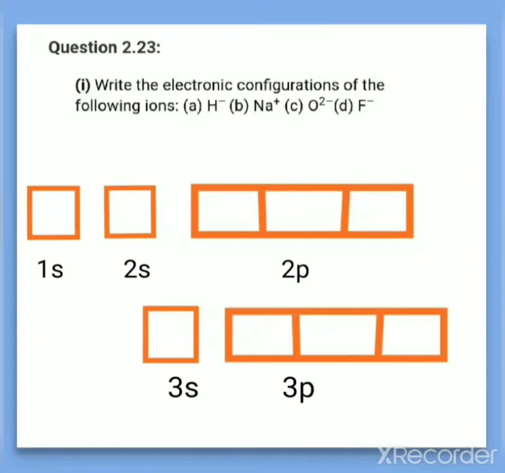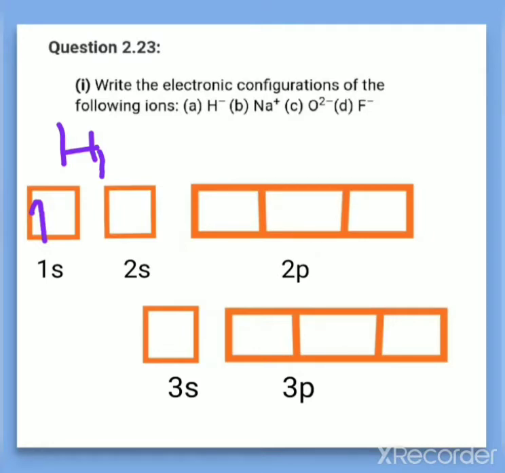So let us do this problem. We need to write the electronic configuration for ions. Better you first try with the atom, and only then do it for the ion. Let us do the first one, the hydrogen ion, H negative. But first we do a hydrogen atom. Atomic number is 1, so there is a single electron. Filling starts with 1s, so 1 electron is there in the 1s orbital.